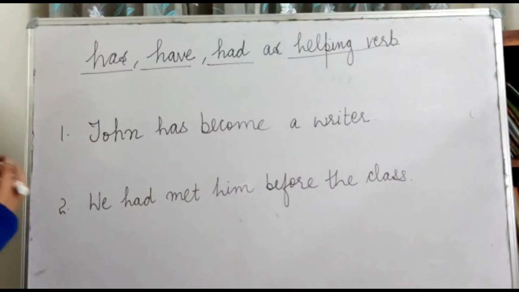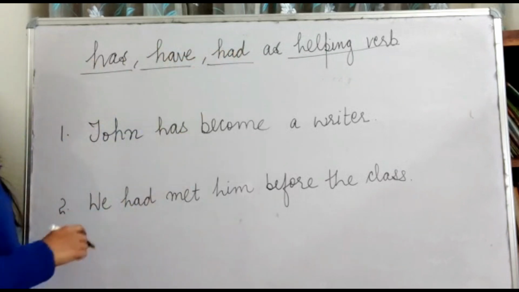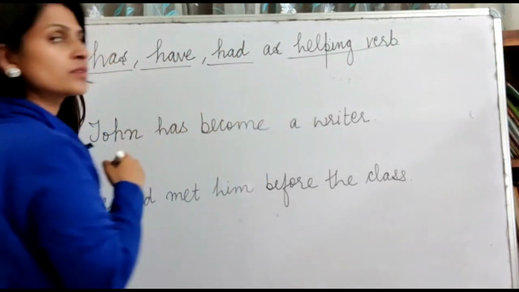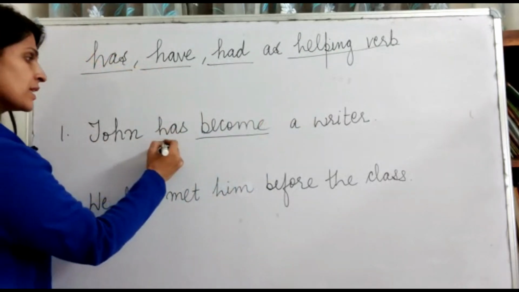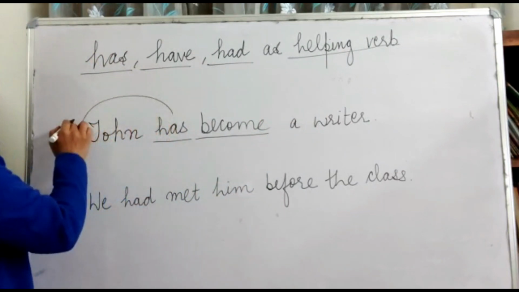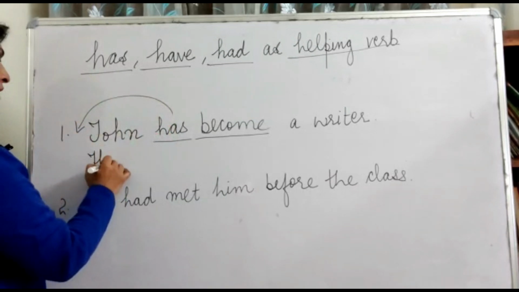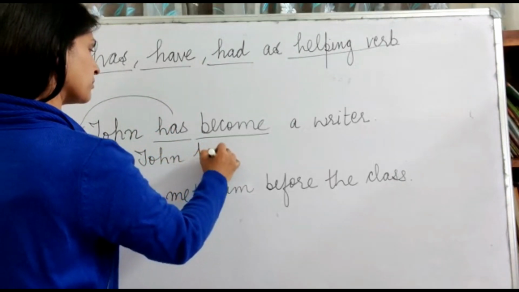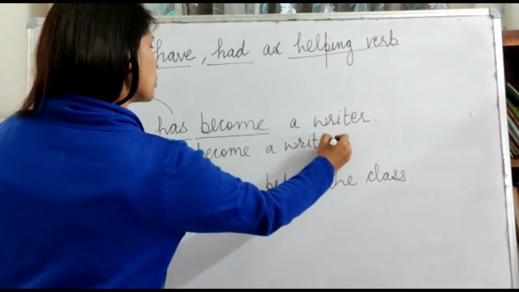Let's practice some more sentences with has, have and had as the helping verbs. We have the first sentence here. John has become a writer. What is the main verb here? It is become, and has here is used as the helping verb. So how should we change it? We should bring has before the subject. So the sentence should be, has John become a writer? Has John become a writer?